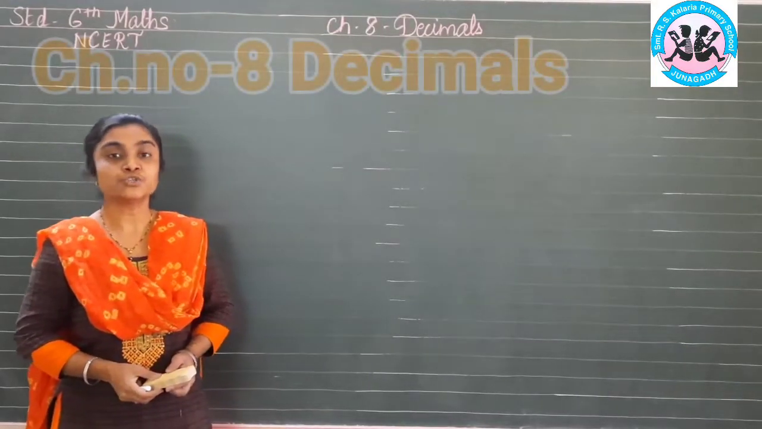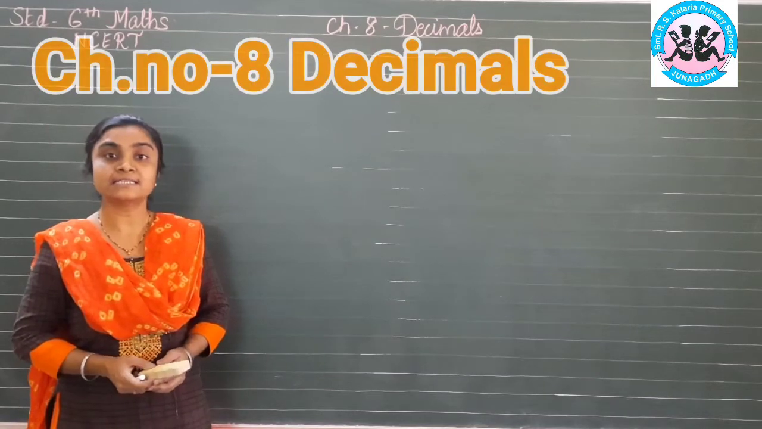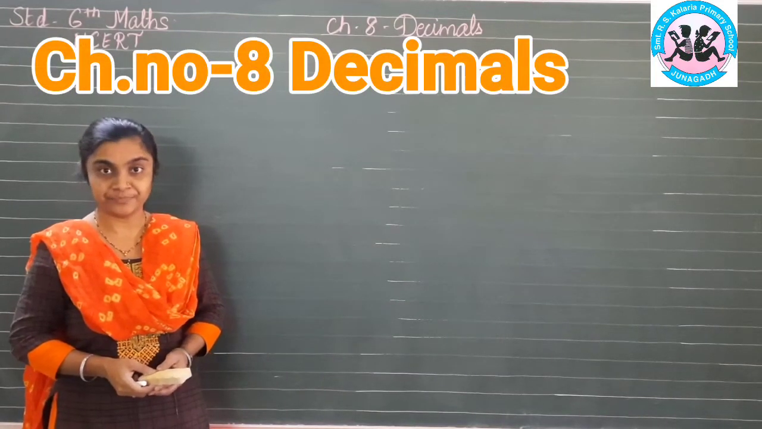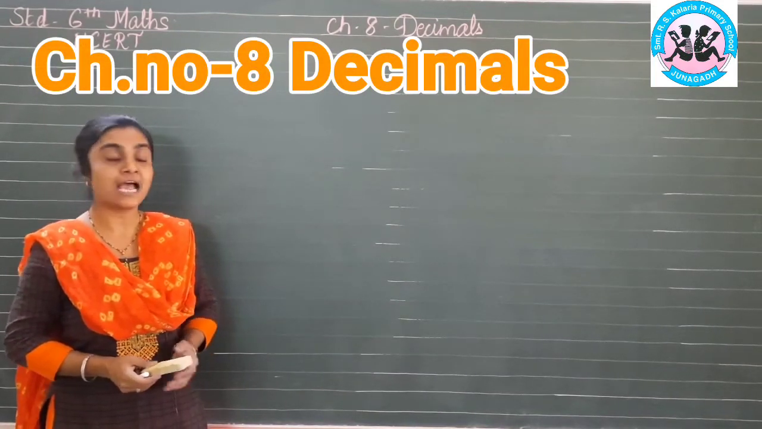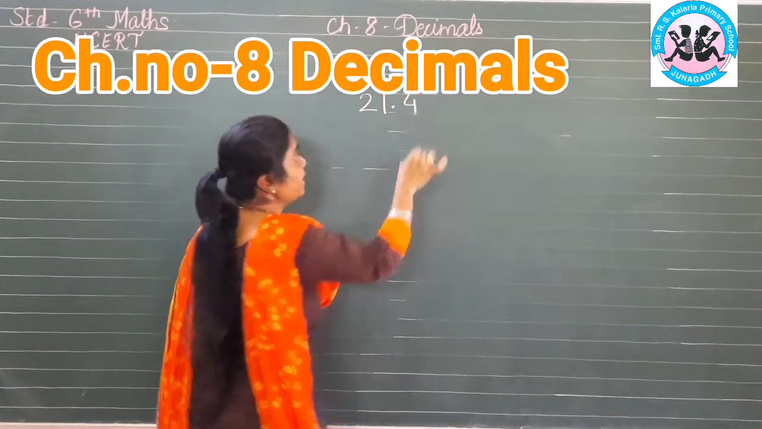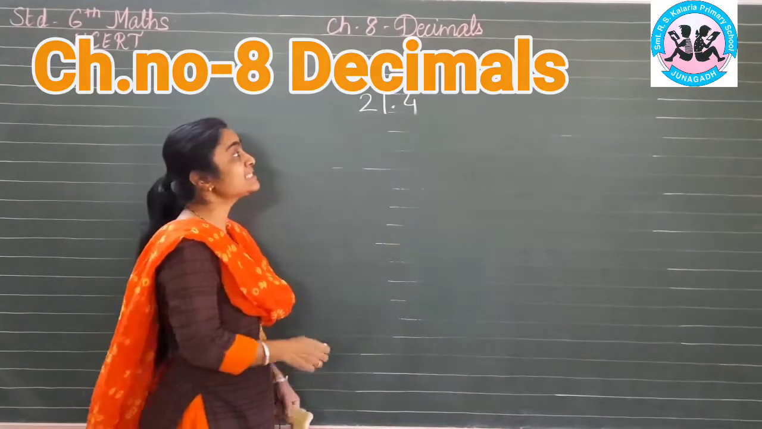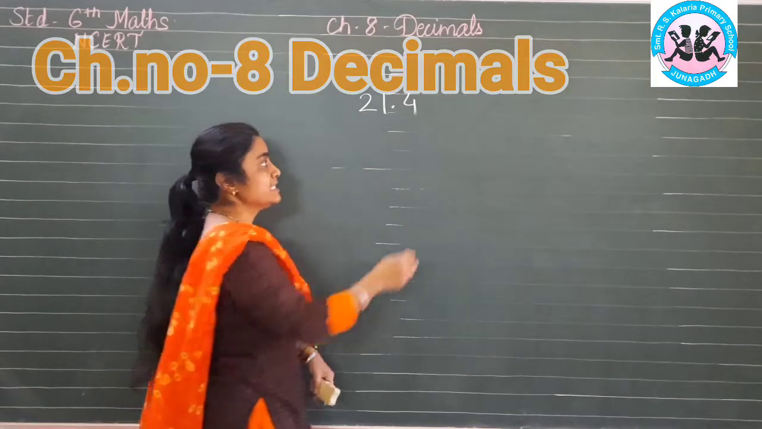Hello students, today we will start with chapter number 8, Decimals, of standard 6 maths NCERT. Now before starting decimals, I am writing one of the numbers on the board: 21.4. Now this 0.4, this type of number is called a decimal.